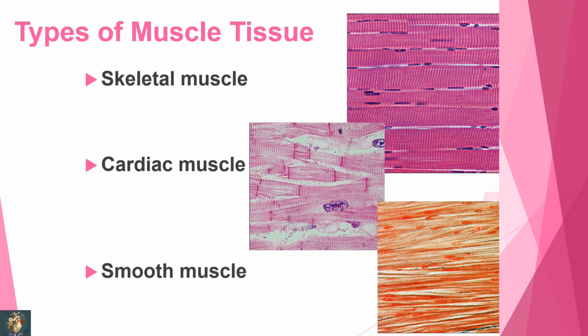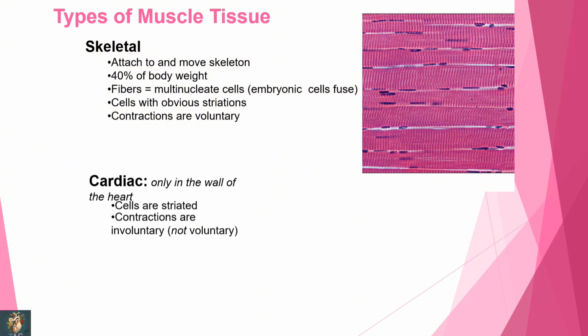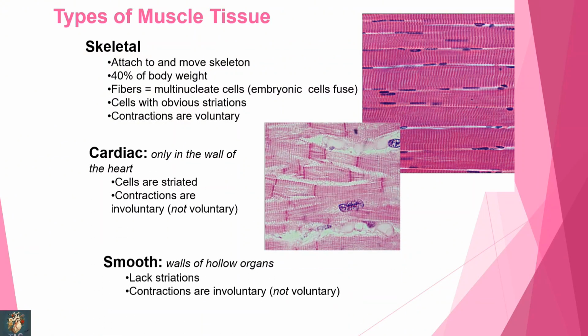These are the smooth muscle, which are non-striated. The types of the muscle tissue. In today's class, we are going to discuss the skeletal muscle in detail. So a little bit about all of these muscles.